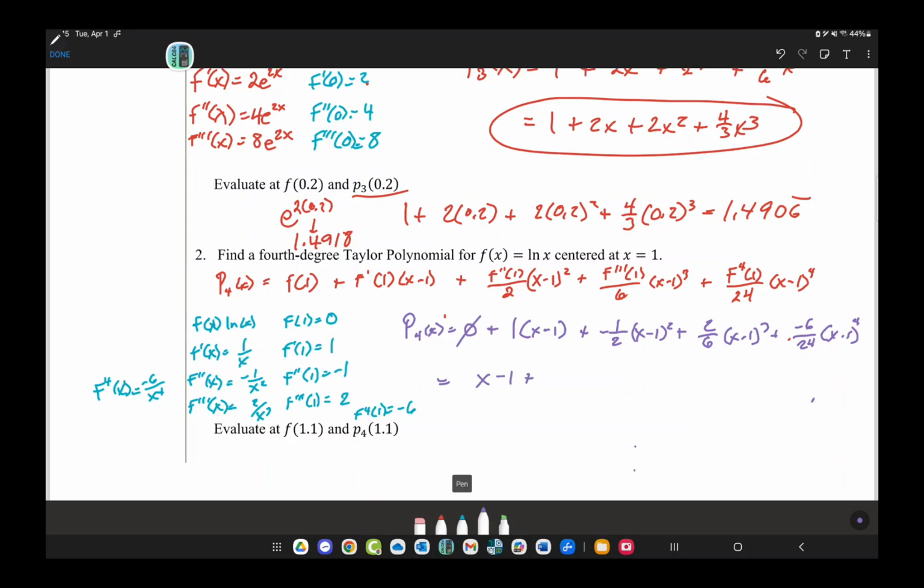Minus 1/2 times x minus 1 squared plus 1/3 times x minus 1 cubed minus 1/4 times x minus 1 to the 4th. Yeah, 1/2, 1/3, 1/4. So it's an alternating function with 1 over n times x minus 1 to the n. That's what that Taylor polynomial would be.